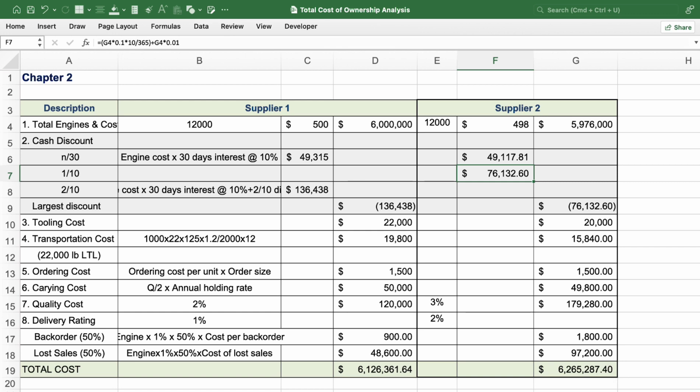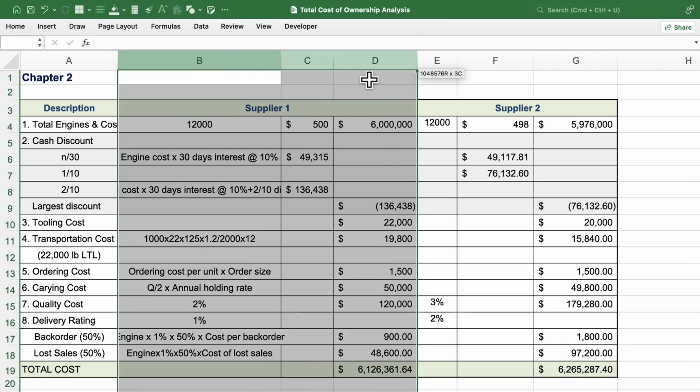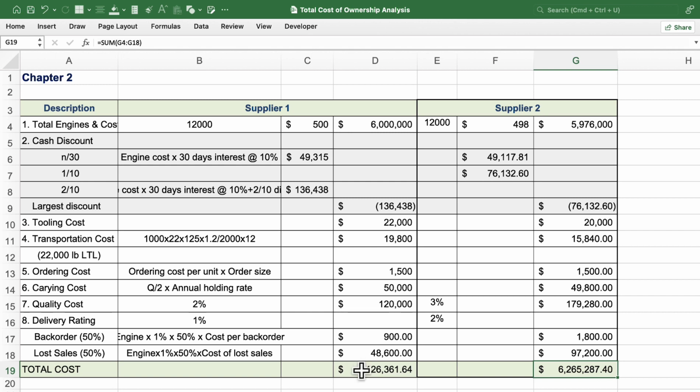Now the last step is to make a comparison of the total cost of ownership associated with supplier 1 and the total cost of ownership associated with supplier 2. Whichever cost is smaller, we will go for that option. So obviously this one, that's $6.126361 million, is the lower cost compared to this one. The buyer should choose supplier 1.